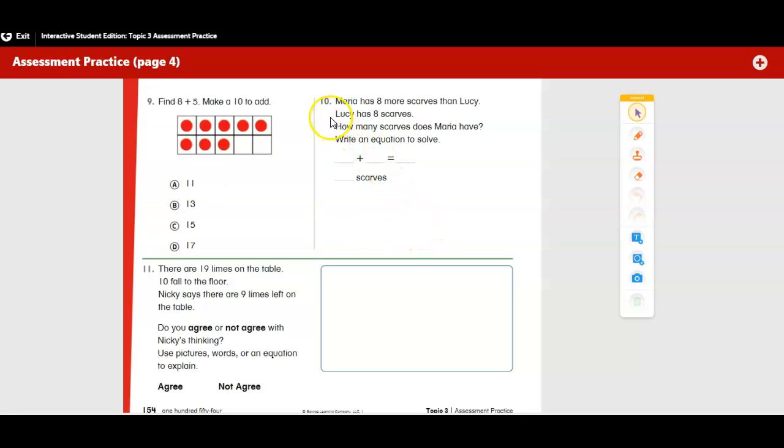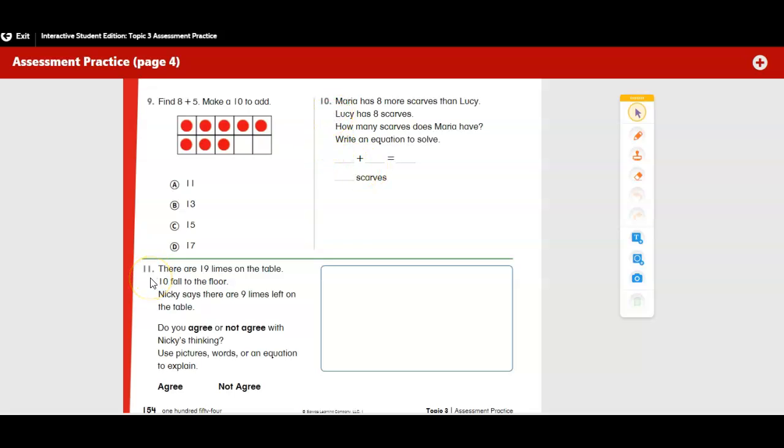Number 10 says Maria has 8 more scarves than Lucy. Lucy has 8 scarves. How many scarves does Maria have? We want to find the total number of scarves that Maria has. So you're going to write your equation using what we learned from our problem.